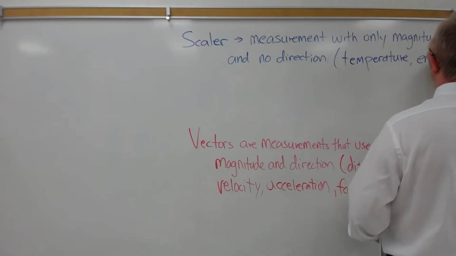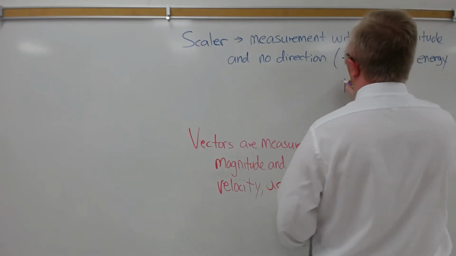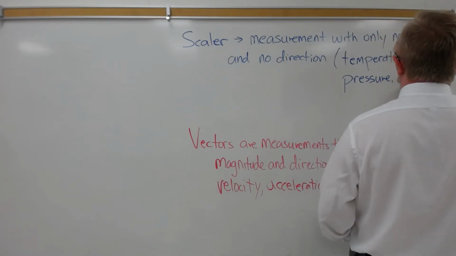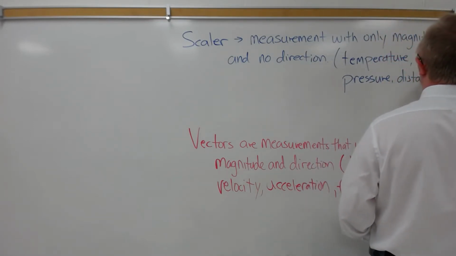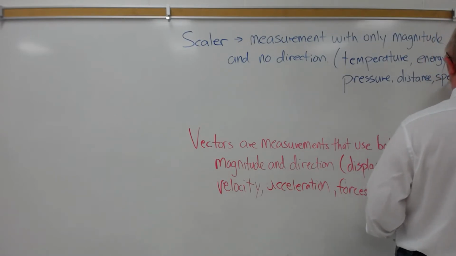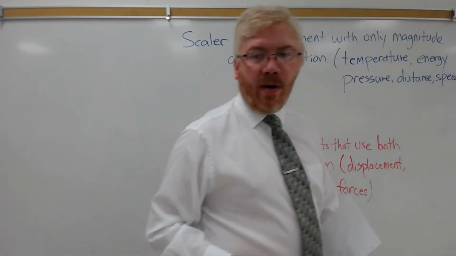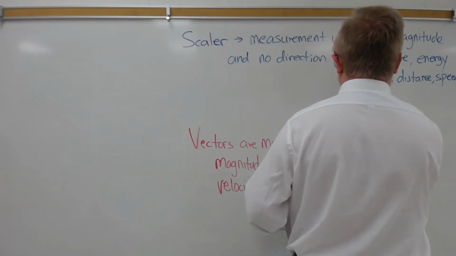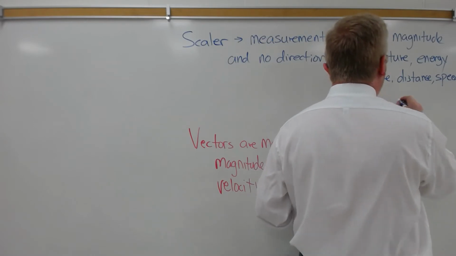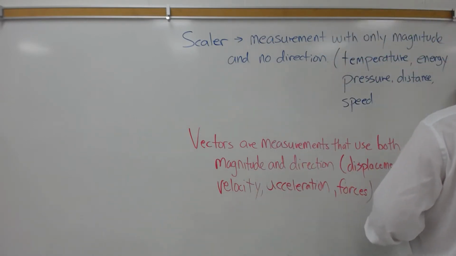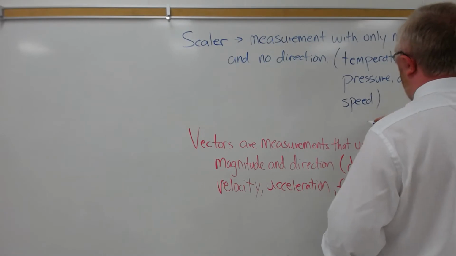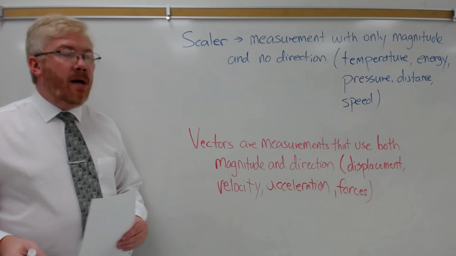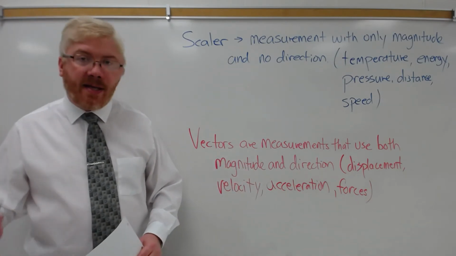So there are some quantities, like scalars. Again, examples are temperature, energy, pressure, distance, speed. I think speed went off the end of the video there, but speed. These are just some examples. These aren't exhaustive lists, but there are some examples of the difference between scalars and vectors.